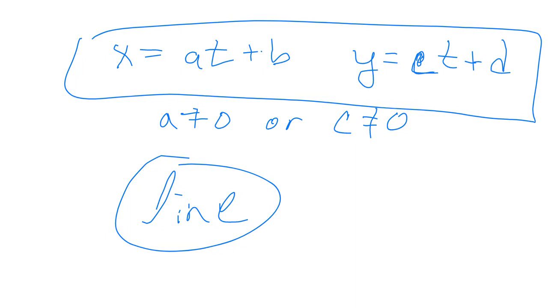If a and c are both 0, you can't do that. So in this case, if they're not, then you have a line. Okay. Let's look at another example here, and change over here.